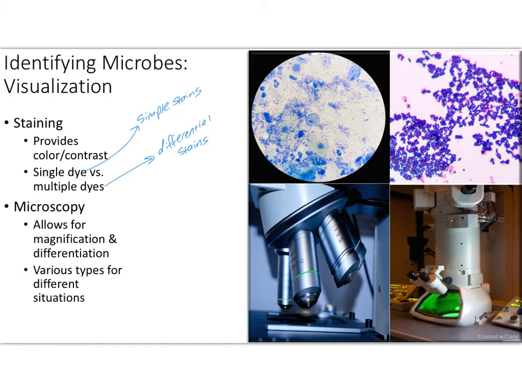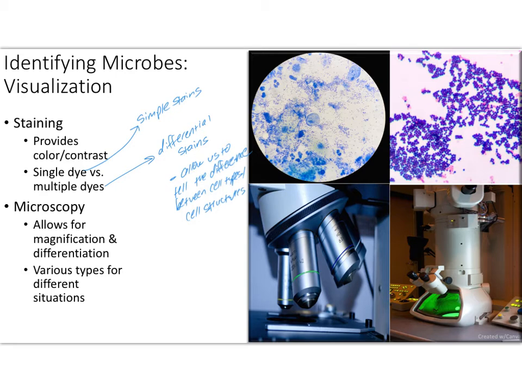And the purpose of a differential stain is to allow us to distinguish one microbe from another, or a part of a microbe from another part of a microbe, or a microbe from a human cell, etc. So differential stains allow us to tell the difference between different types of microbes or different types of cells or different structures on cells. Most of the time, differential stains use multiple dyes.